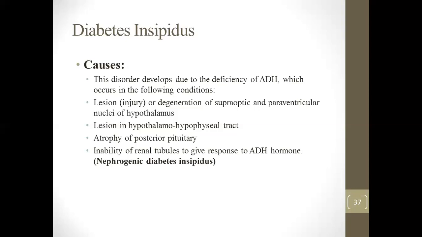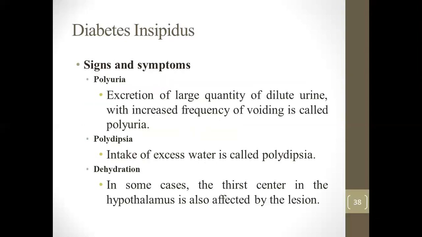And the lesion in the hypothalamo-hypophyseal tract, we also study the hypothalamus secretes their secretion through the blood circulatory system into the capillary bed which lie in the posterior pituitary. And inability of the renal tubule to give the response to the ADH hormone. The receptors which are present in the renal tubule may be damaged. And atrophy of the posterior pituitary also cause the diabetes insipidus.